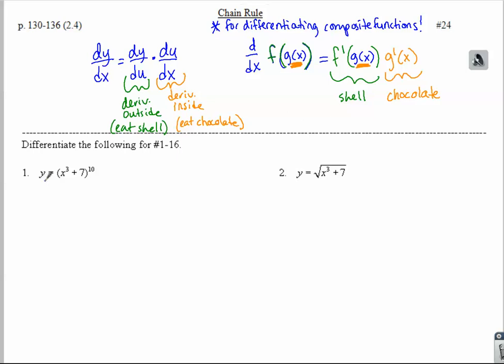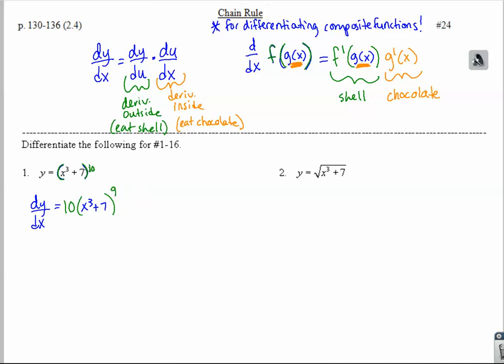Looking at number 1, we know it's a composite function because I have stuff to the 10th. So all of this to the 10th creates my outer function. The inside I don't touch yet. So as I do dy dx, first I'm doing the derivative of the outside, move the 10 out in front, leave the inside the same. Take 1 away from the exponent, there I've eaten the shell.